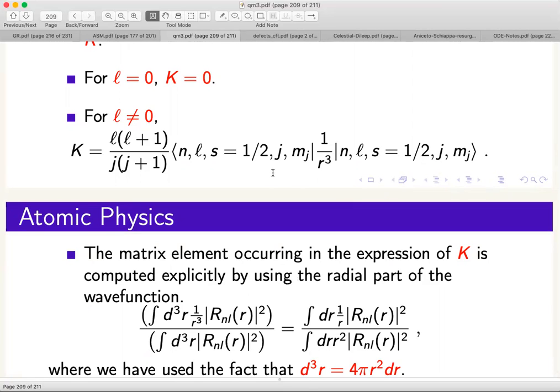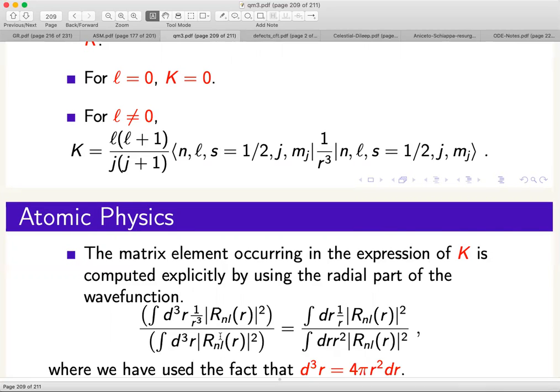Now remember, in this computation, S, J, Mj are not really relevant. Okay, well, L is relevant, but S, J, Mj is not relevant. The only thing that matters is n and L, and therefore R_nl carries that information. Here is the expectation value of 1 over R cube.